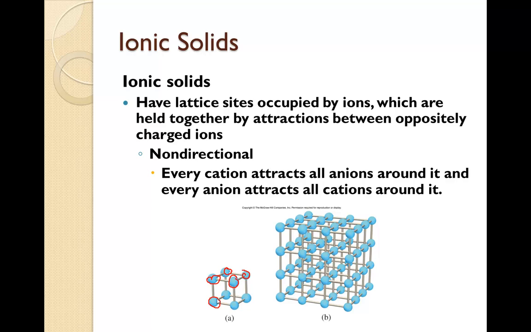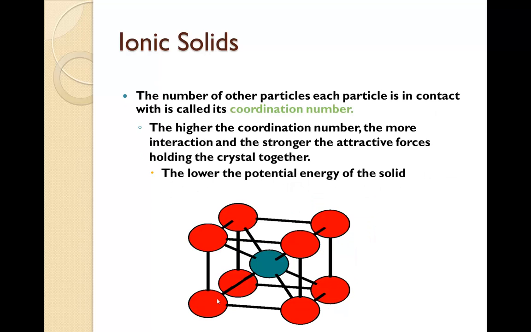These are held together by attractions between oppositely charged ions. These are non-directional, meaning that they don't have a specific location they go to. Every cation attracts all anions around it, and every anion attracts all cations around it. The number of other particles each particle is in contact with is called the coordination number. So if we look at this ion in here, it has 1, 2, 3, 4, 5, 6, 7, 8 ions around it. So therefore the coordination number here would be 8.